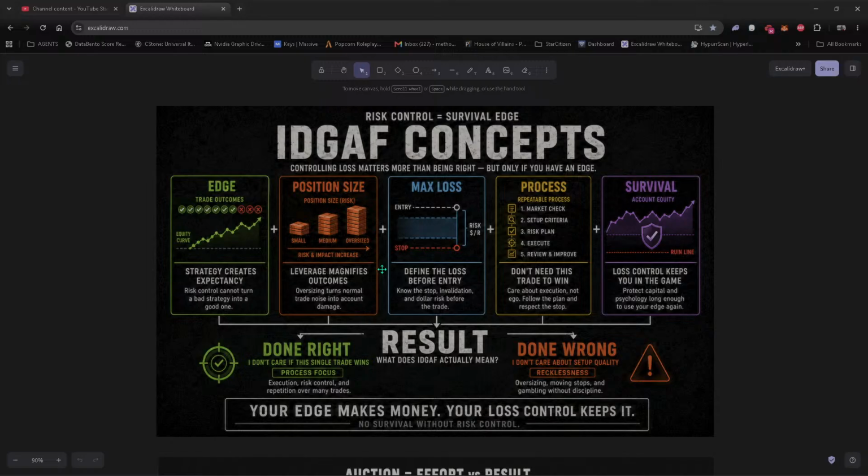Okay, care about execution, not ego. Follow your plan and respect your stop. And survival, account equity. Loss control keeps you in the game. It protects your capital. Psychology, long enough to use your edge if you go on a downswing, okay? So this ties into I don't give a fuck.